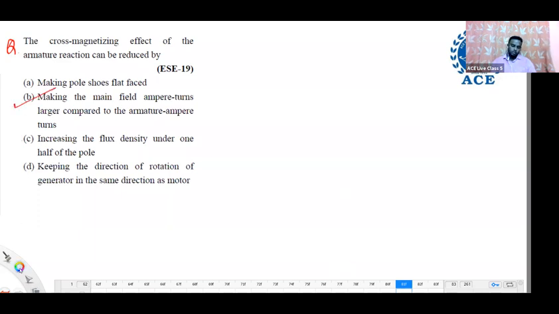Yes, option B is correct. So this is one of the methods. How can we reduce the effect of armature reaction? By creating strong main flux. How can you create strong main flux? By increasing MMF. How can we increase MMF? Number of turns and field current. If you increase the field current, MMF increases, flux also increases. That is nothing but making the main field ampere turns, MMF, larger compared to armature ampere turns. So this is the only correct one. The remaining are not satisfied.